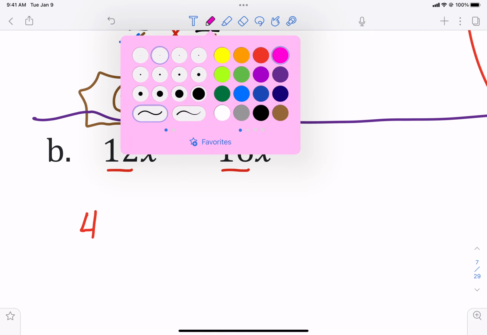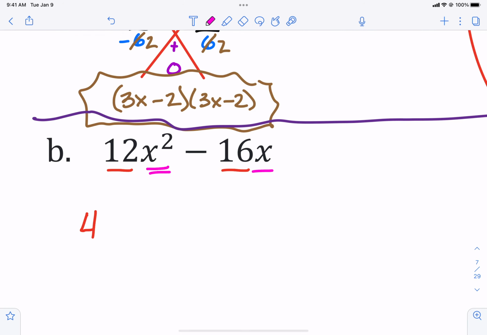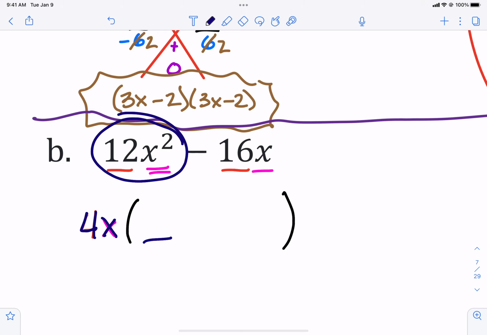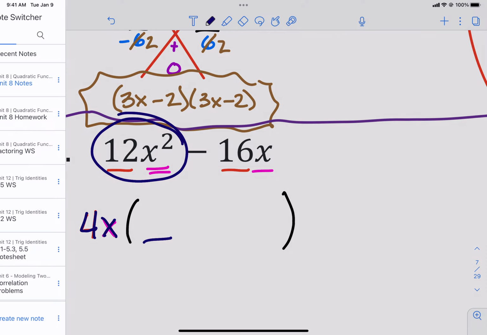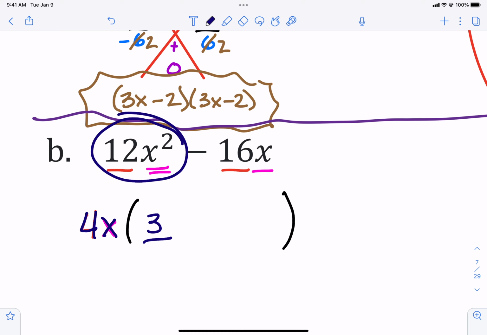Now, looking at our variables, this one has two x's and this one has 1. Since they both have an x in common, I can pull an x out. Now, when I do this greatest common factor factoring, then I want to add my parentheses here. And the last part of it is a little bit of a unique step, but I say to myself, 4x times what gets me back to 12x squared? Well, I know if there was a 3 here, 4 times 3, that would get me the 12. And this thing had two x's. I know I'm going to get one x from here, so I must get another x from right here.